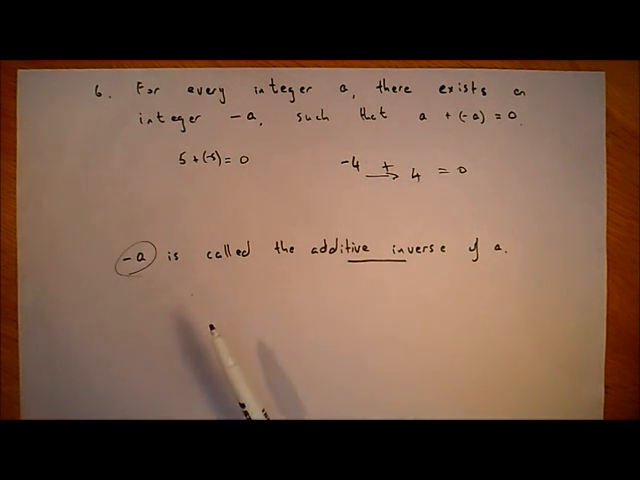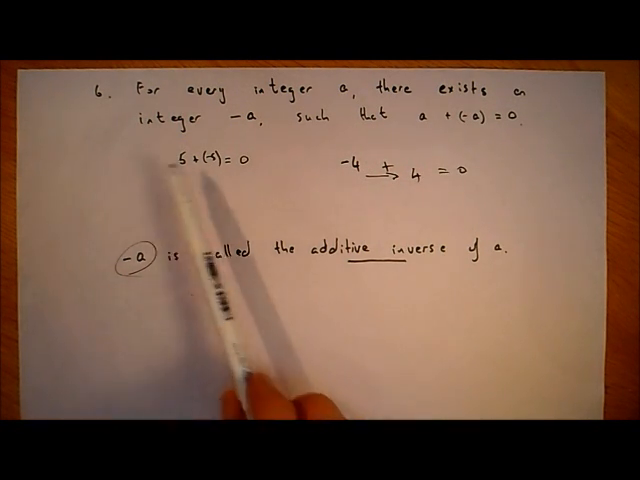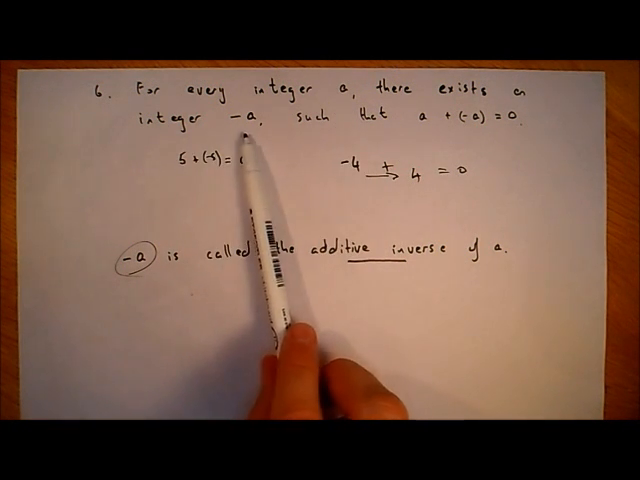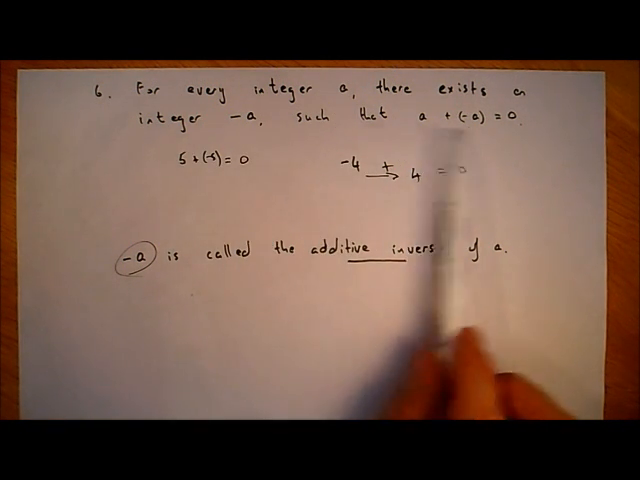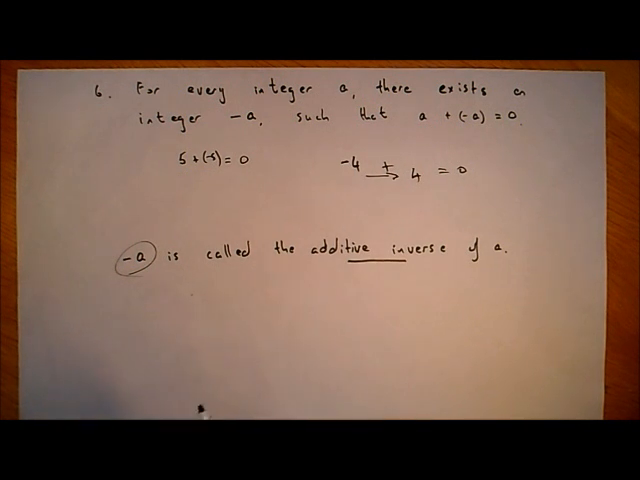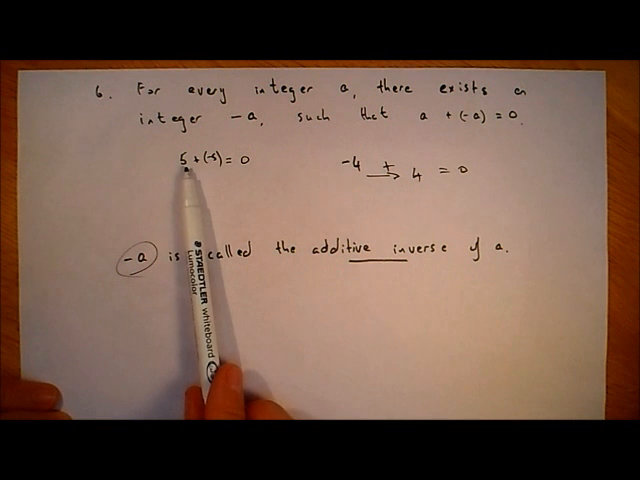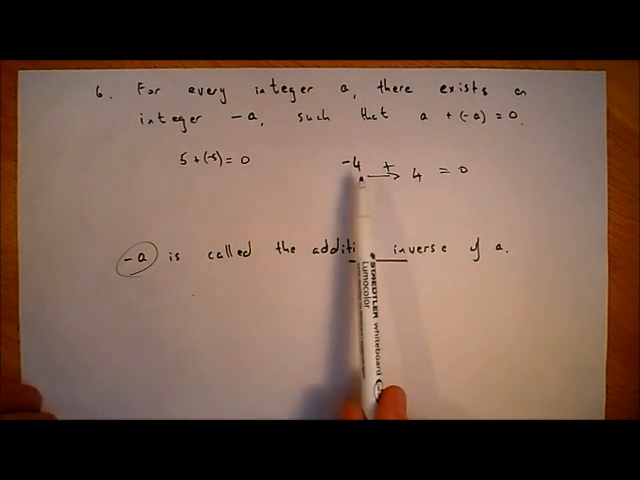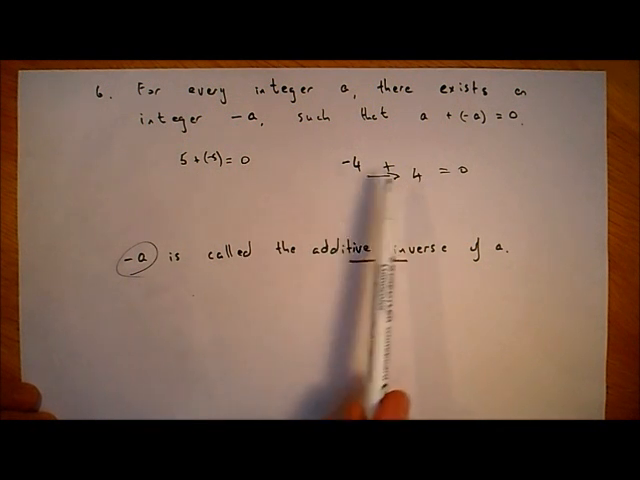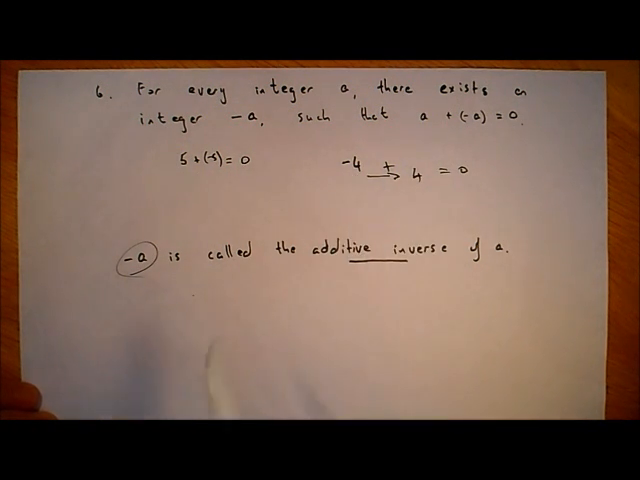And the last property of integers that we're going to have a look at is called the additive inverse property. It just says that for every integer a, there exists another integer minus a, such that a plus minus a will give me 0. So all it's saying is that for every integer that you can think of, there's the opposite integer, such that when you add the integer and its opposite, you'll get 0. So if we look at a few examples, if I take the number 5, the additive inverse of 5 is minus 5, because 5 plus minus 5 will give me 0. The additive inverse of minus 4 will be 4, because minus 4 plus 4 will give me 0.